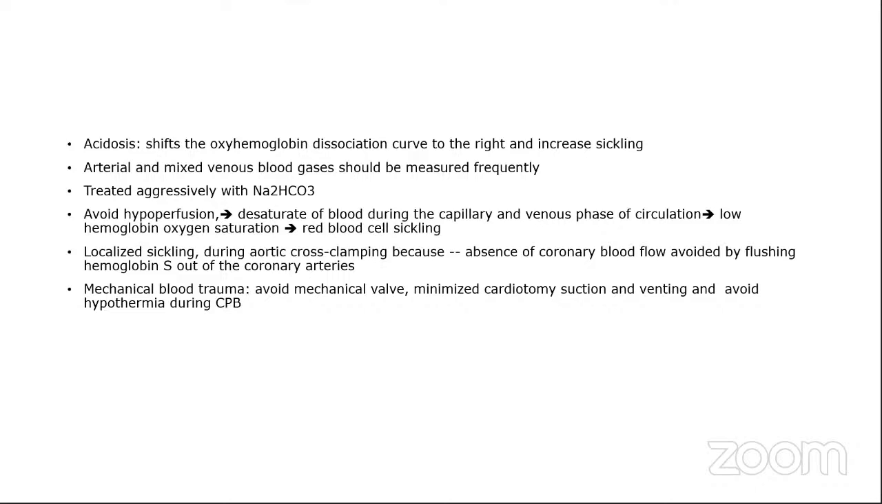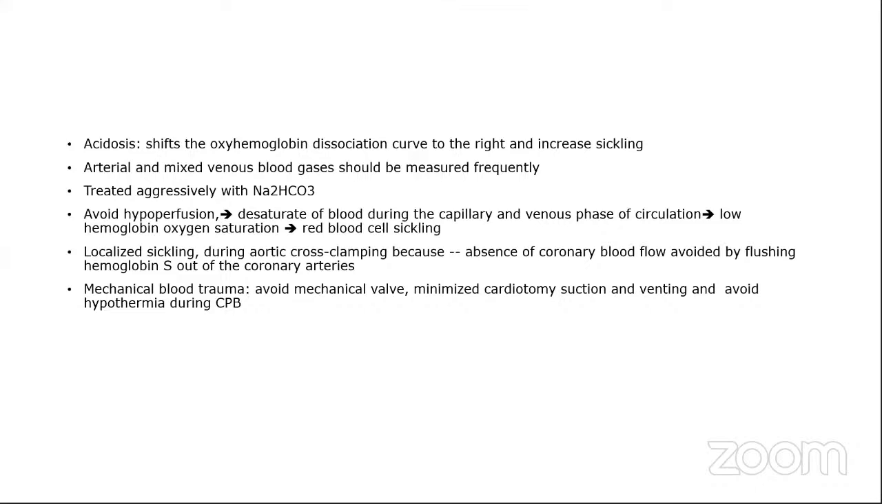And also we have to avoid hypoperfusion, as hypoperfusion will cause desaturation of blood during the capillary and venous phase circulation, and that will decrease the hemoglobin oxygen saturation. Then the blood cell will sickle. This can be prevented by, as we mentioned, maintaining adequate systemic cardiopulmonary bypass flow, and also avoid low cardiac output. You have to maintain flow and avoid low cardiac output.